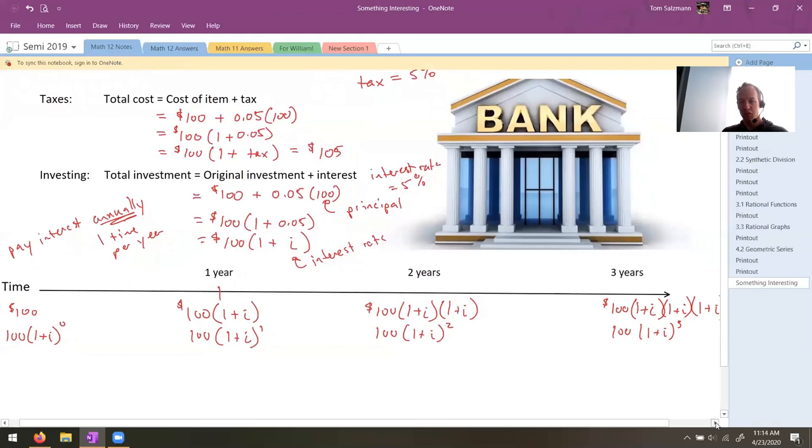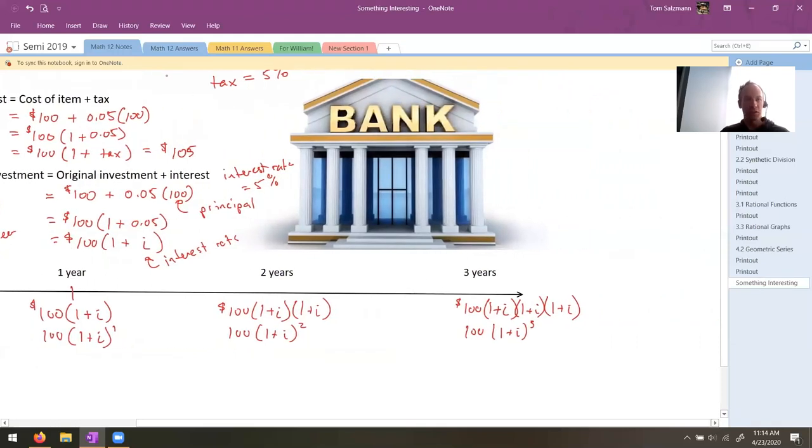And if we want, we can actually work this out. So let's say just for fun, let's actually work out the number at a 5% interest. After 3 years, you're going to have 100 times 1 plus 0.05 to the power of 3. And whatever that number is, that's what you're going to get.